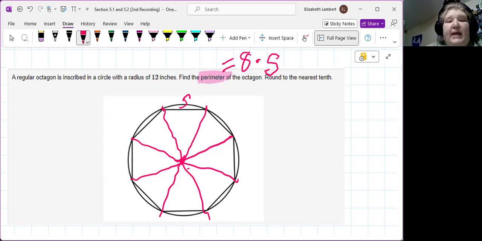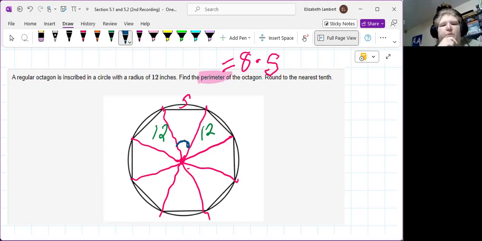All right, but each of these segments, not all the way across, but from the center to the edge of the circle, is 12 inches. So this is 12 inches, and this is 12 inches. So the question now is, can I find that angle measure in there? And this is where it can get a little weird, but this is why I drew all 8 of the radiuses in there.